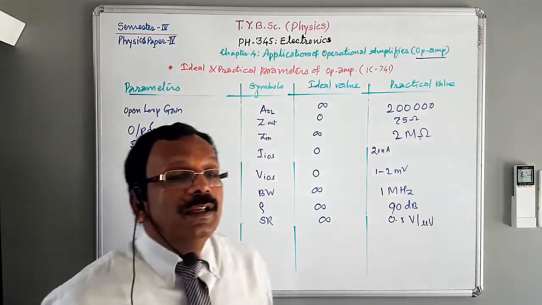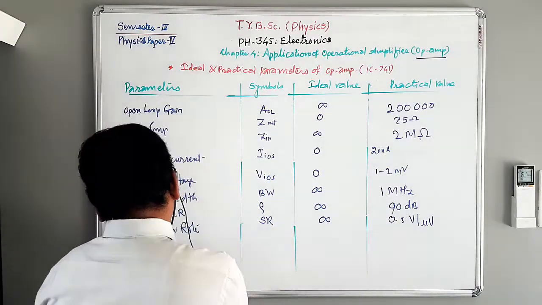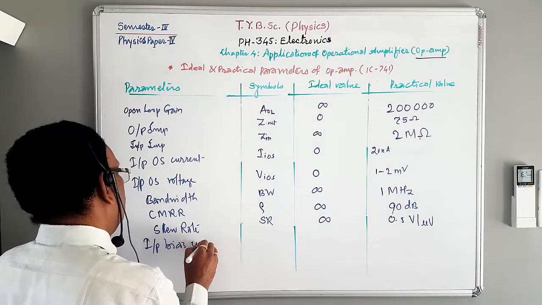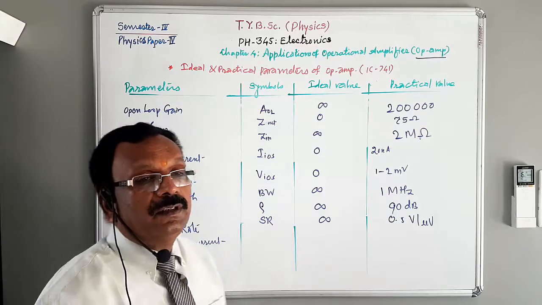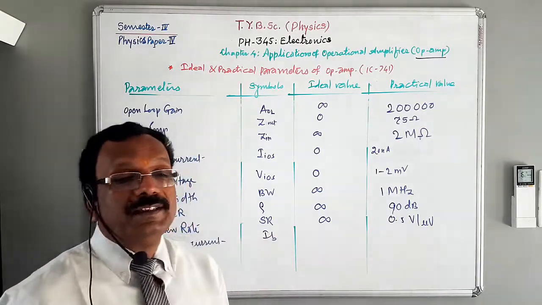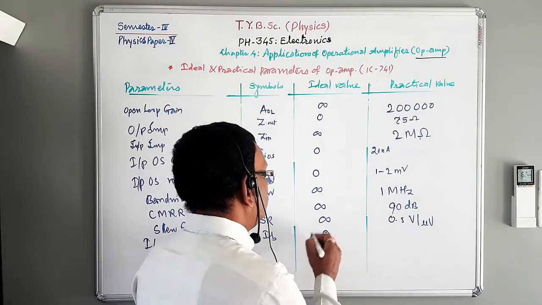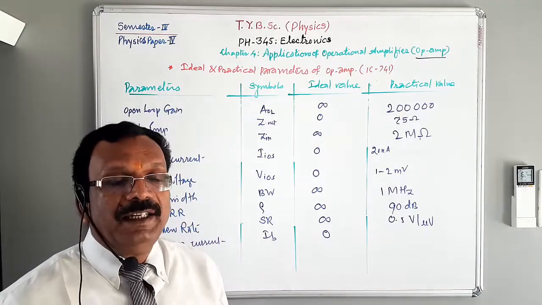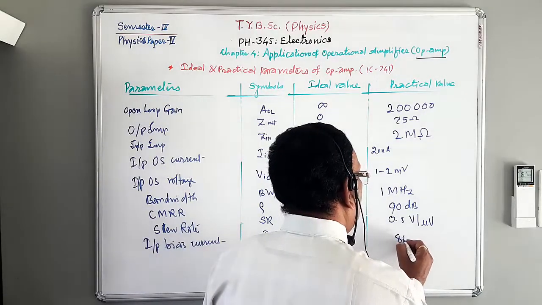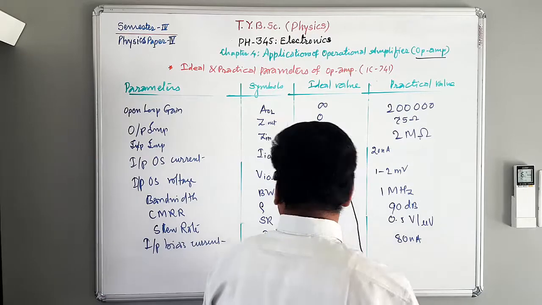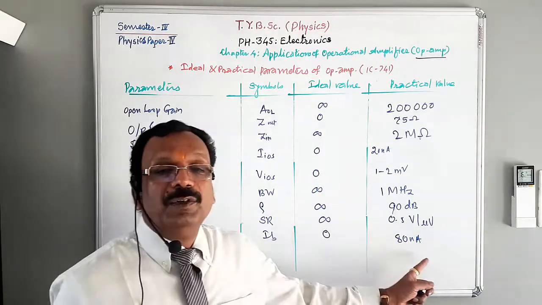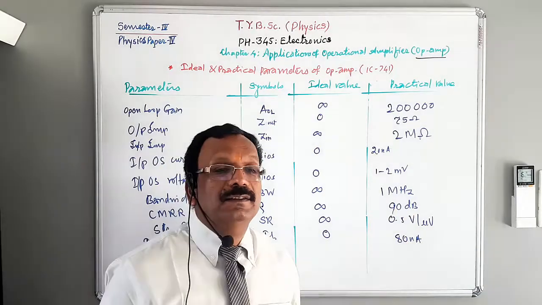Okay. Then input bias current. Symbol is IB. Input bias current, ideally it is 0, but practically it is not 0, it is very close to 0, that is nano ampere, 80 nano ampere. It is nearly equal to 0, nano 10⁻⁹.